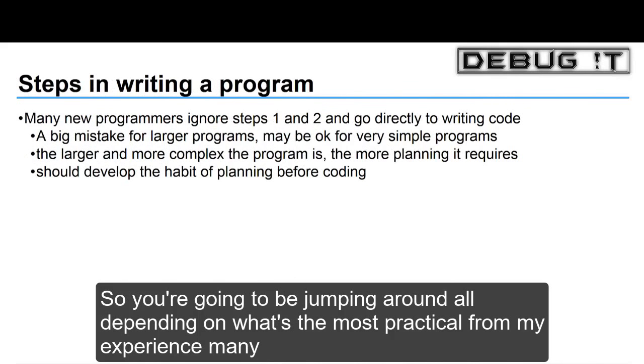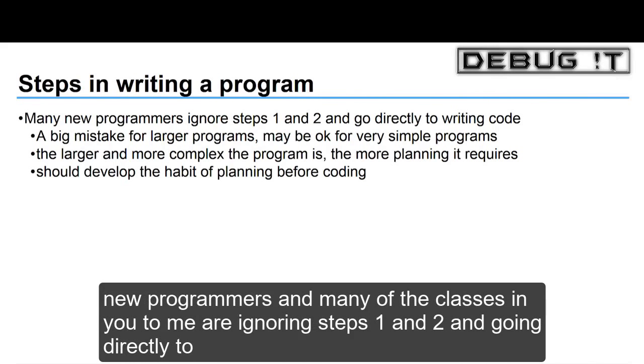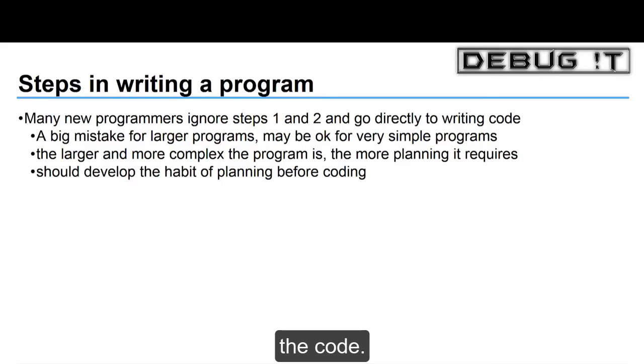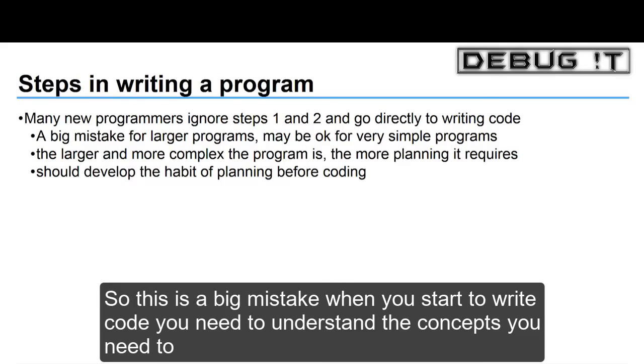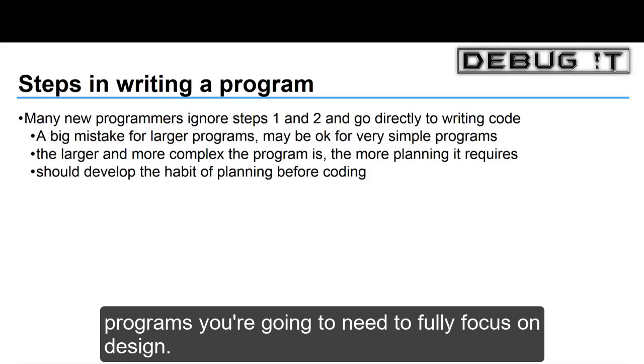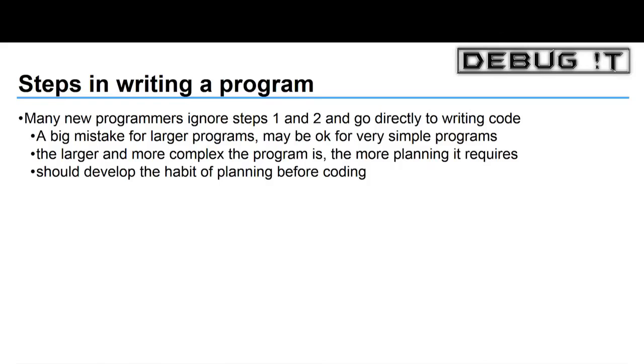From my experience, many new programmers in many of the classes on Udemy are ignoring steps 1 and 2 and going directly to writing the code. They're showing you how to write the code, but they're not showing you why you're writing the code. So this is a big mistake. When you start to write code, you need to understand the concepts. You need to understand the requirements. And you can get away with this in really tiny programs, but with larger programs, you're going to need to fully focus on design. Okay?